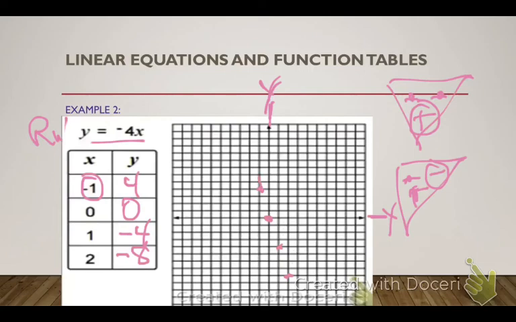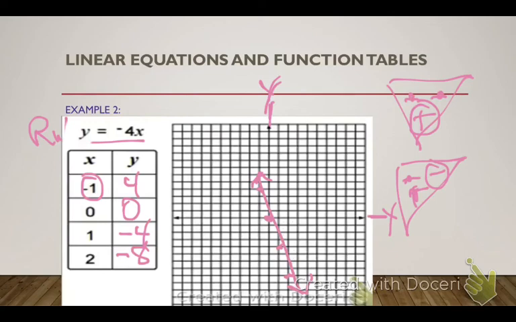So again, if we draw a line kind of like through there, it should be a straight line. Make sure we put a little arrow on the end of each side to show that it's a line. And again, that is how a linear equation is graphed, or how a function table is graphed using the ordered pairs, and it creates a straight line.